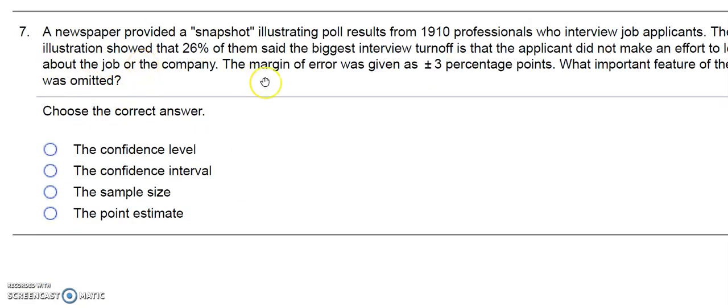So the next one seems to be a pretty simple one. We have the number of people, so the sample size is given. Since you have the percentage and the margin of error, the confidence interval is given, but it doesn't say anything about the confidence level. So I think that's the one that's omitted. So you would say the confidence level.